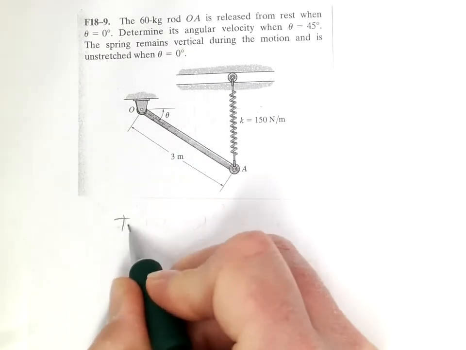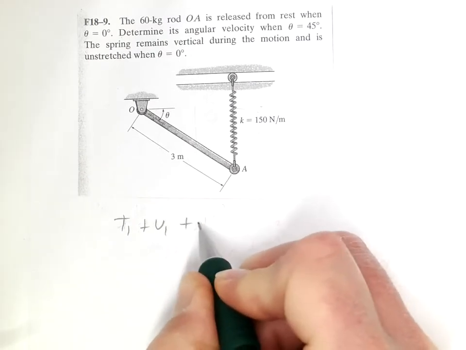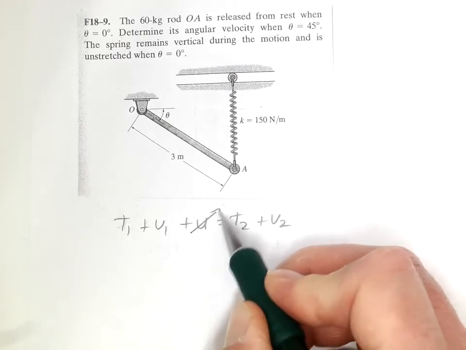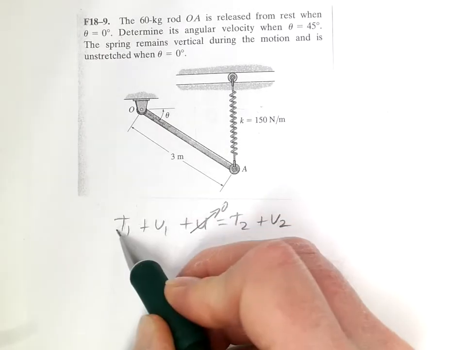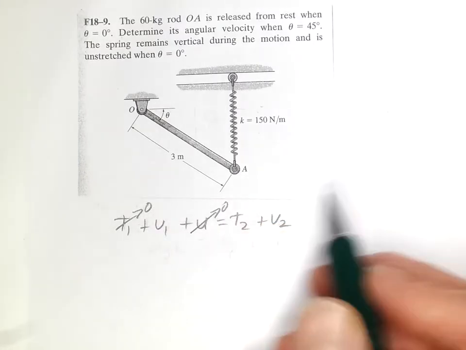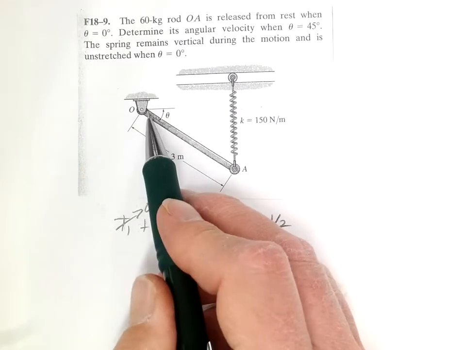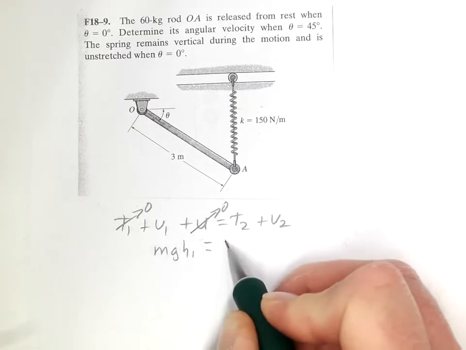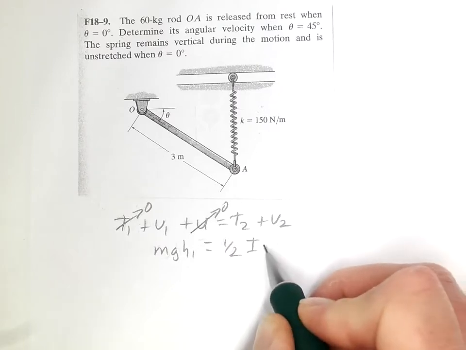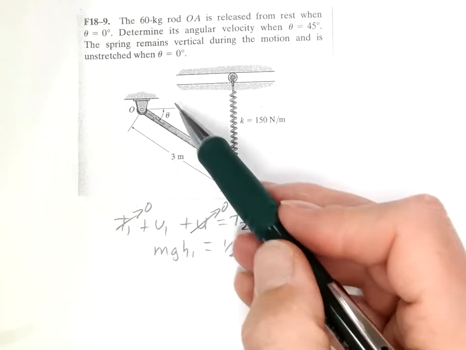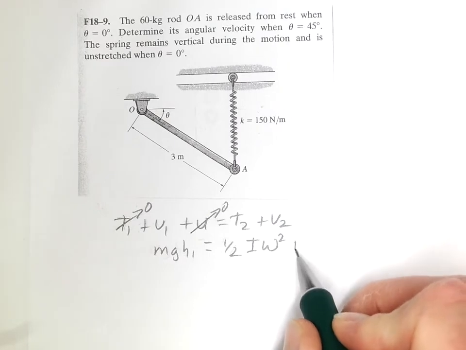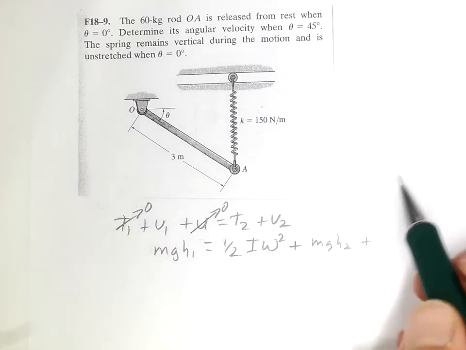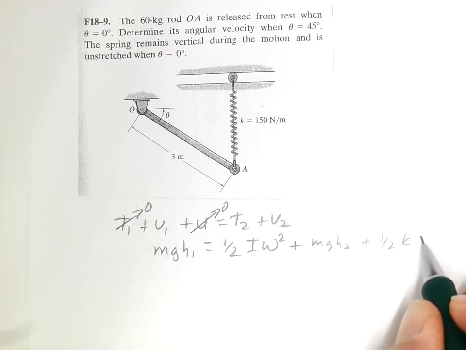So starting out at T1 plus V1 plus U equals T2 plus V2. There is no work being done. It starts from rest, and so we start out with V1, which is up here, so that's mgh1 equals 1/2 I omega squared, that's the kinetic energy of it swinging, plus mgh2 plus 1/2 kx squared.